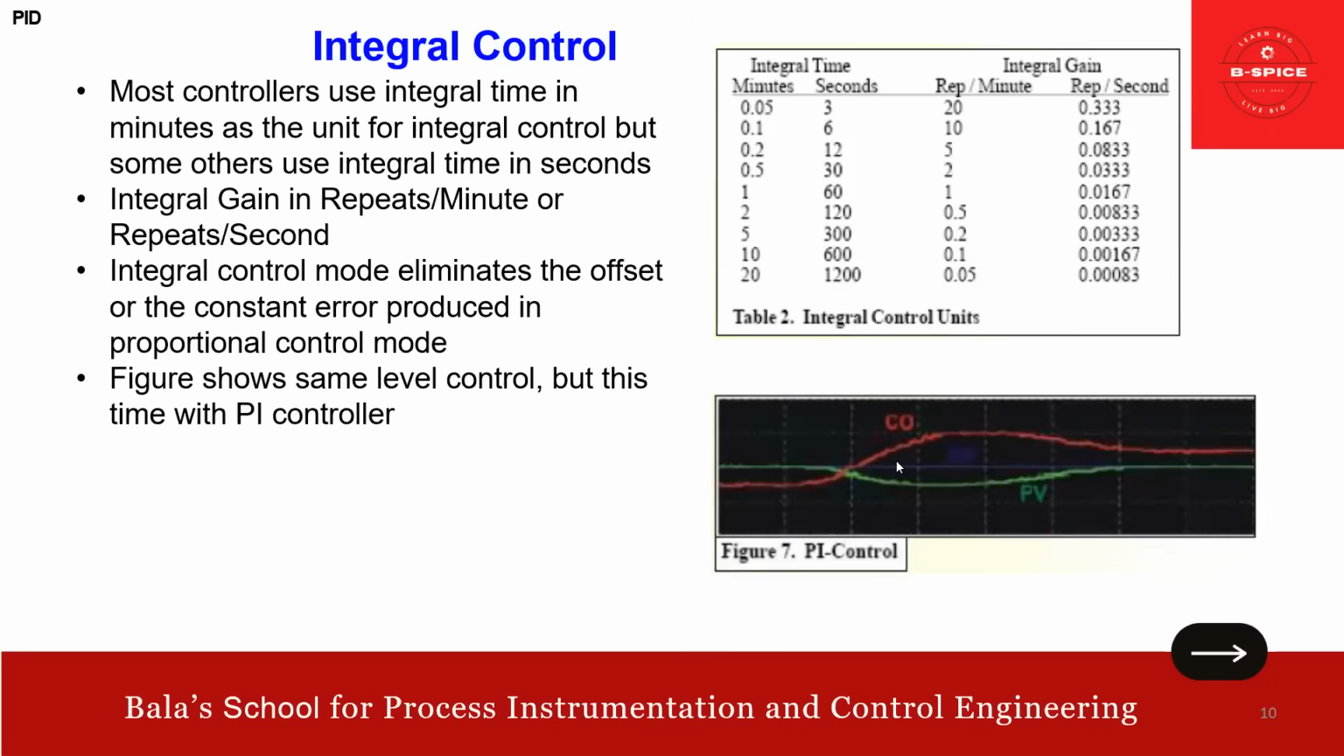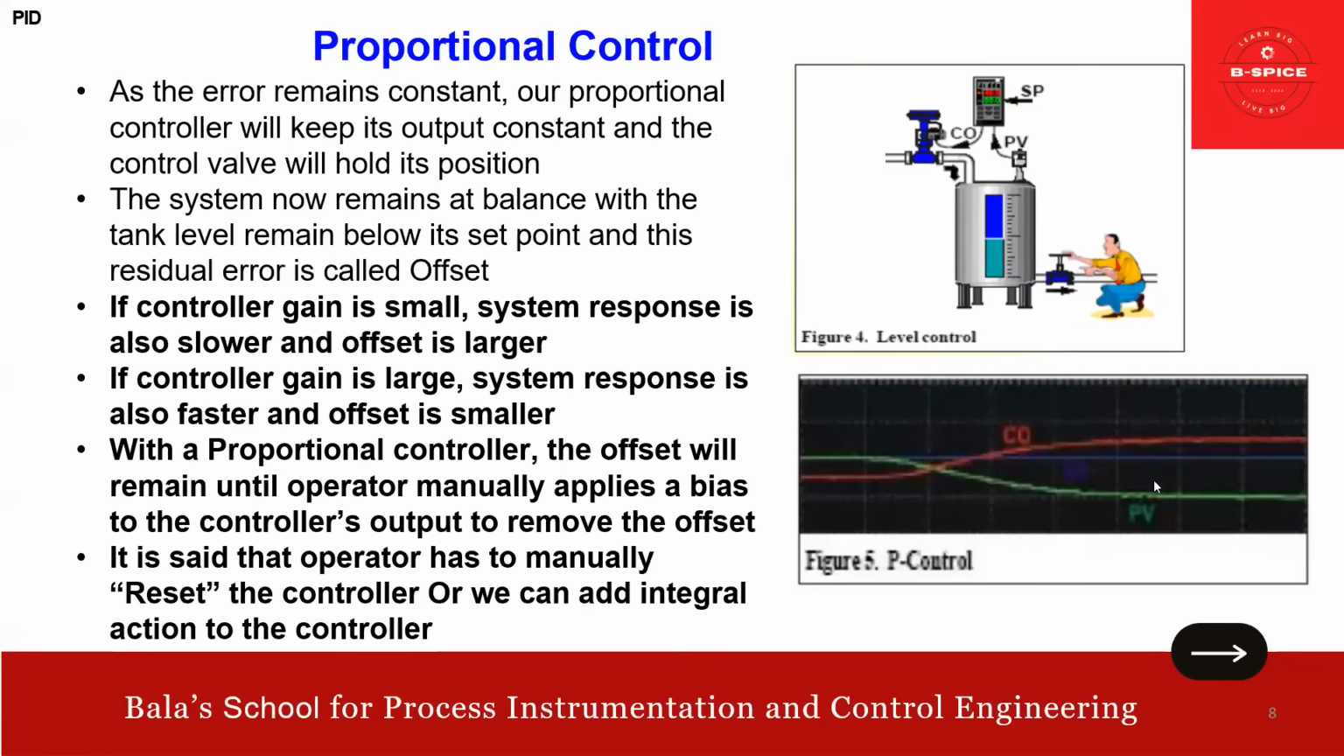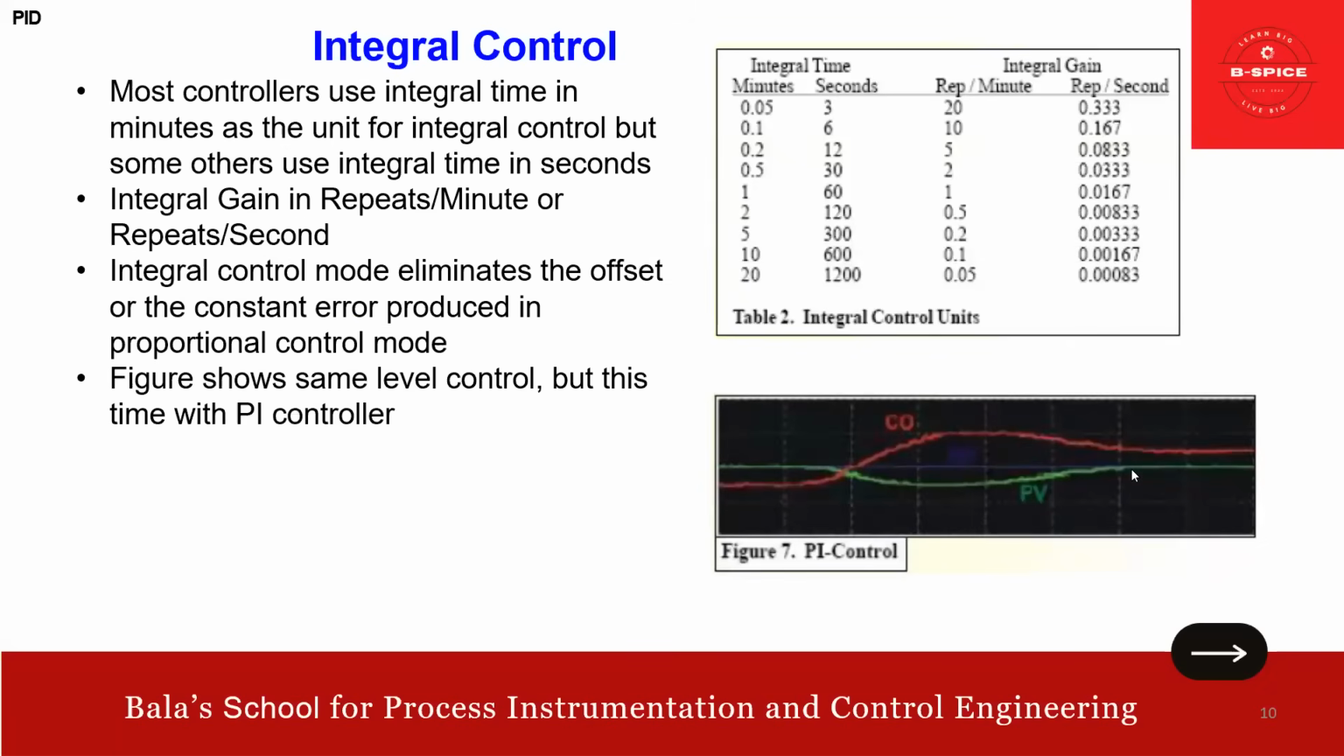Right. So now you can see the same level control, okay? But this time with the PI controller, you can see here it's trying to reduce, nullify this error, right? Okay, maybe I'll go back a little bit. You can see here how much is the error here, right, friends? Right. Okay. Now you can see the offset is trying to reduce, right?